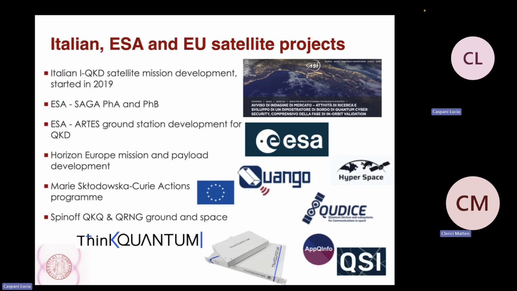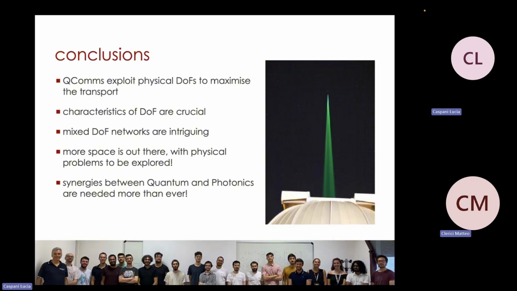This is a bit of the scheme and the adaptive optics technique that you have to master well, because even at 20 kilometers, horizontal links are quite tough to deal with. There are a number of projects in Europe and in Italy. We have a spin-off that is making the boxes for the applications of this.